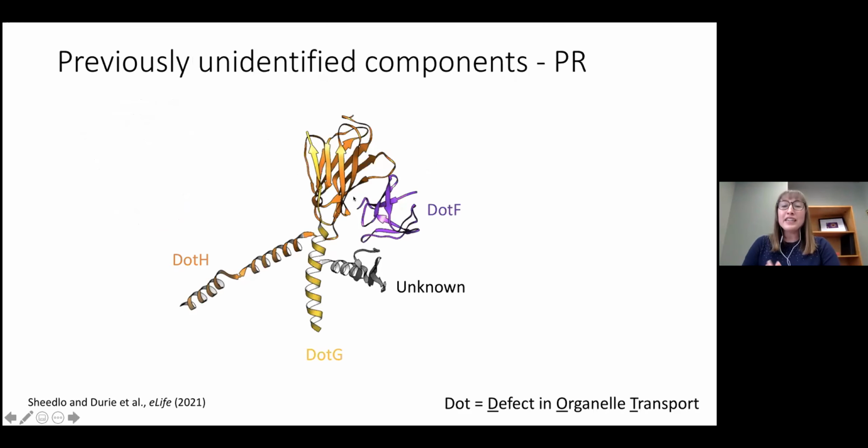Now I want to move briefly to the periplasmic ring. I'm not going to ask you to remember any of this, but I'm just going to show you that we were able to identify these proteins as .F, .G, and .H, which was great. We knew we were missing some of the known core complex components. Now we can see where they are and how they fit in. But you'll notice here we have .F, .G, and .H.